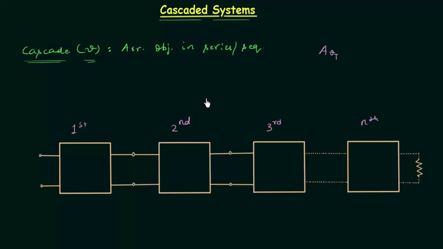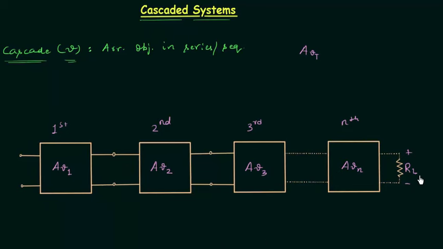The total voltage gain is the voltage gain of this whole system in which we have connected different amplifiers in series. The first amplifier has the loaded voltage gain AV1, the second amplifier has the loaded voltage gain AV2, for the third amplifier the loaded voltage gain is AV3, and for the nth amplifier it is AVN. This resistance here is the load resistance, and the voltage across the load resistance is our output voltage. Let me write this down. The voltage here is the input voltage.